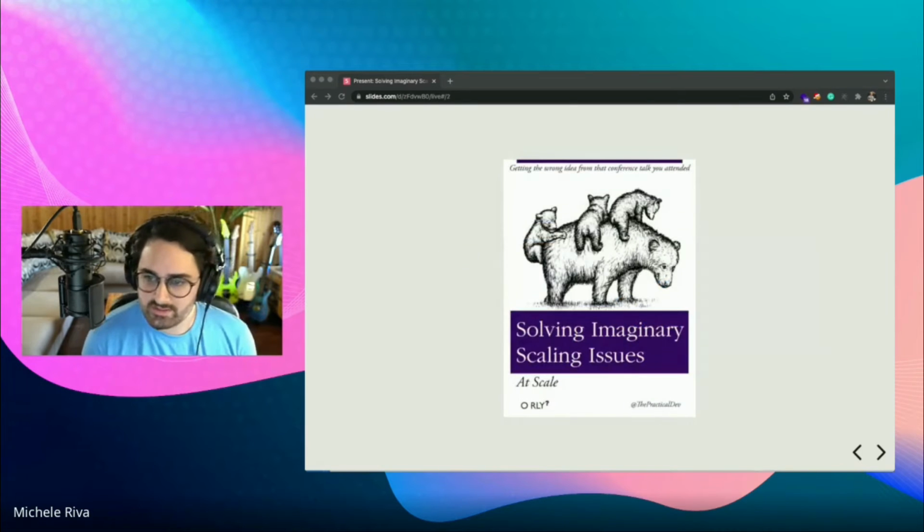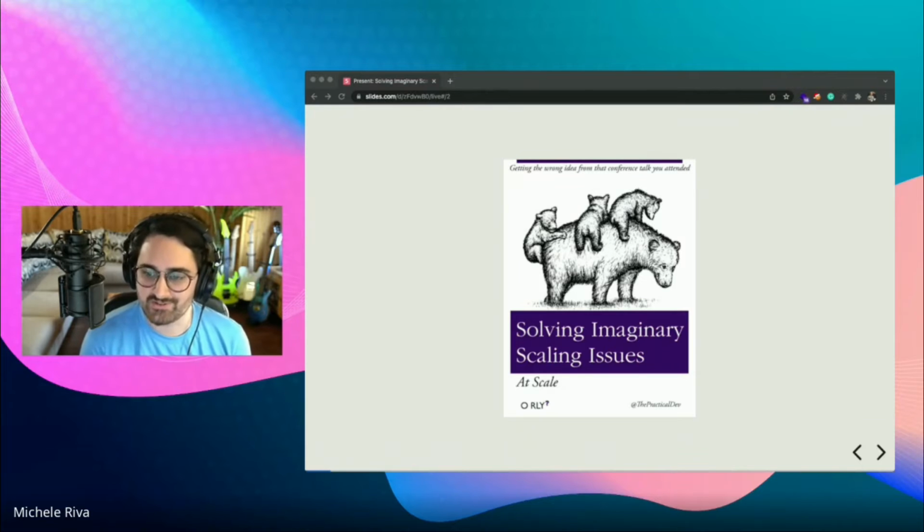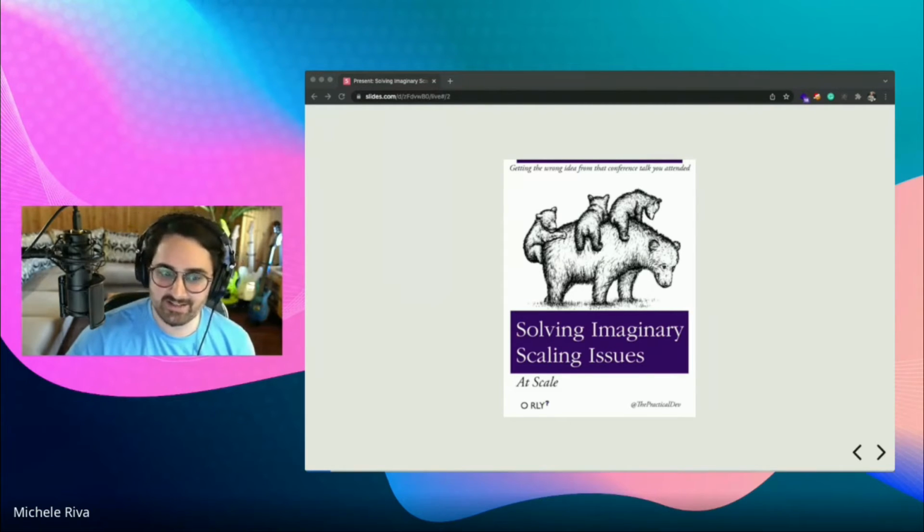Everything we will discuss today started from this very image that was shared on Twitter by the Practical Dev, which is the account behind dev.to and other great social networking websites. It started as a joke, but eventually it got me thinking: yeah, we are really trying to solve imaginary scaling issues when we try to design our architectures. So that made me think, of course, and that's where I want to start today.